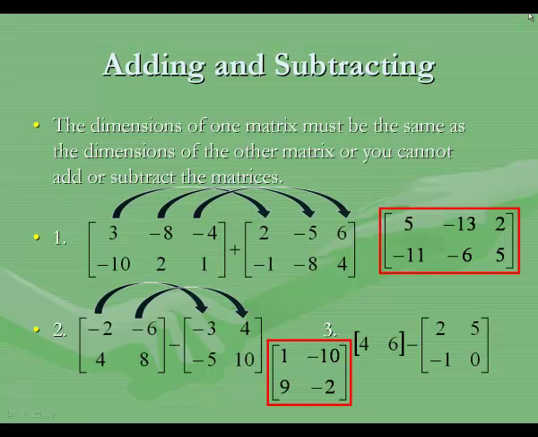Look at number 3. We have a 1 by 2 matrix, and we're trying to subtract a 2 by 2 matrix. We don't have corresponding parts, so we cannot add these together or subtract them. I should say cannot subtract, because it's actually subtracting, but you cannot subtract them.